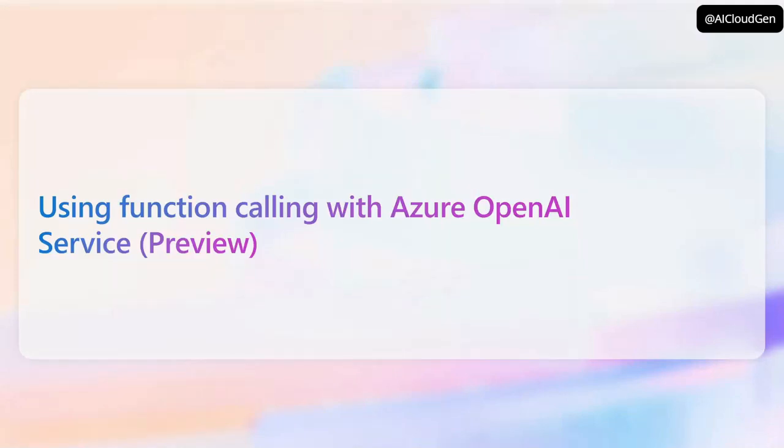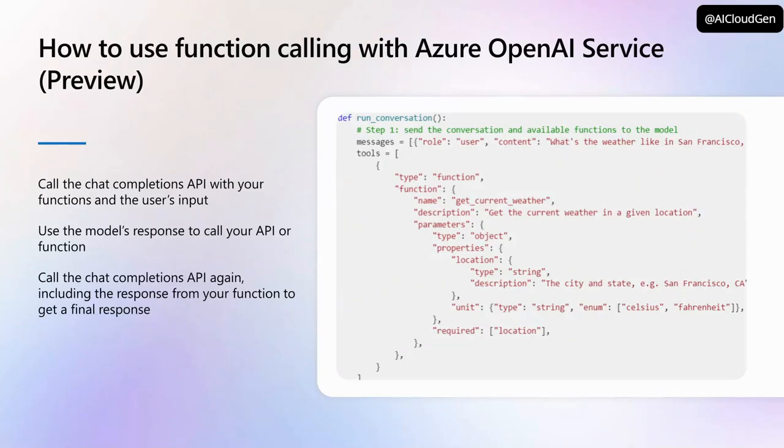So there are a couple more things. The next part is looking at function calling with Azure OpenAI Service. This is a preview feature and really a great feature. Now you can use functions within your Azure OpenAI service.